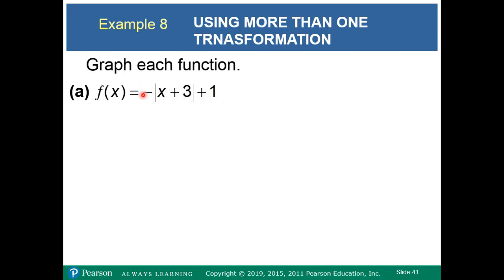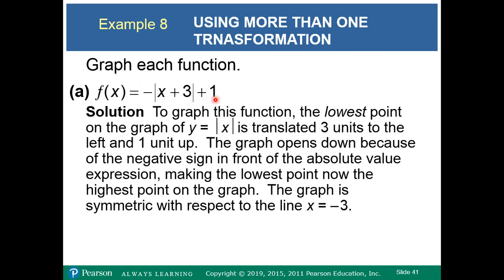And then what are we doing? Well, we have this negative sign out here, so this is also going to be a reflection about which axis? It's going to be a reflection about the x-axis. Okay, so the first thing I would do is deal with the reflection first. So we can reflect the basic function, absolute value of x, and then after we reflect it, then we can do the translations.